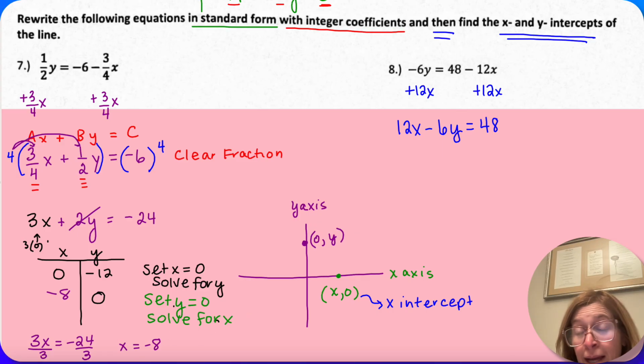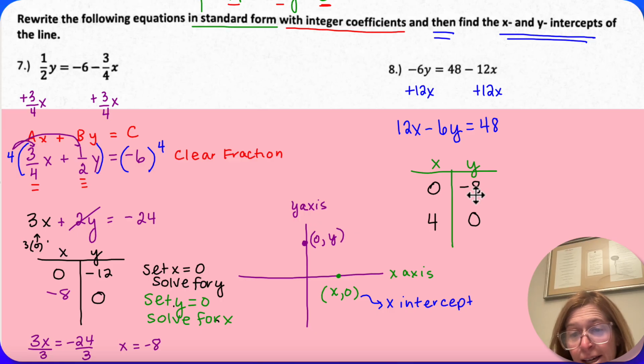So I suggest you do it here. Try and find the x and the y-intercept for 12x minus 6y equals 48. Press pause and we'll see if you got it right. You're back. So for the y-intercept, you set x equal to 0 and solved for y, and I got negative 8. And then y equal to 0 to find the x-intercept, solve for x, and I got 4. So my ordered pair is 0, negative 8, my y-intercept, and my x-intercept of 4, 0.